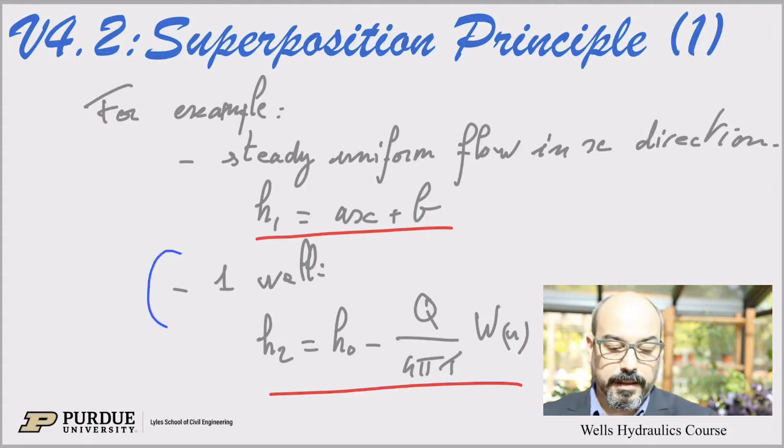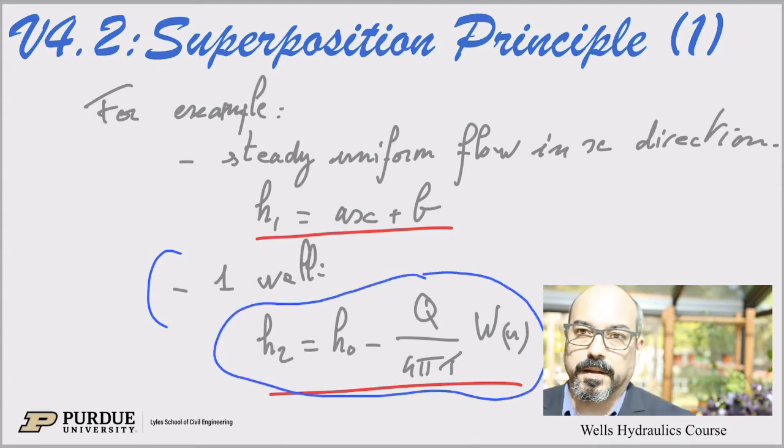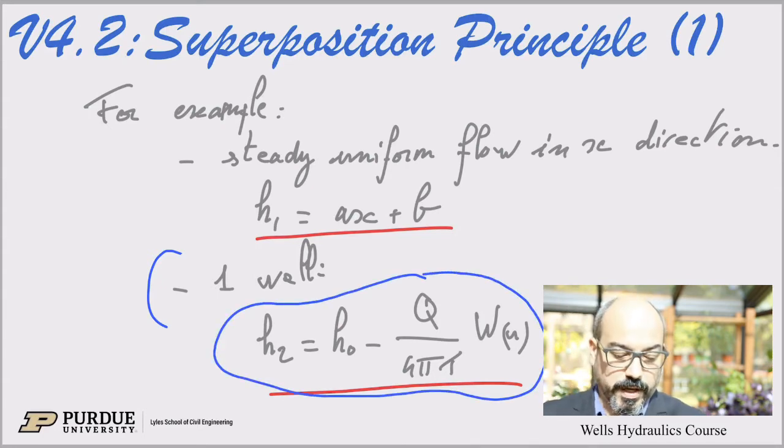Now, if we add a well, so if we have a steady, homogeneous flow in the x direction, regional flow, if you will, we have a slope that we know. It's just a plane. And if we add a well, again, we know the transient solution for a well, we can use the Theis equation, essentially. So h2 equals h0 minus Q over 4 pi T times W(u), which is that well function. So again, these are very standard things that we've done so far.